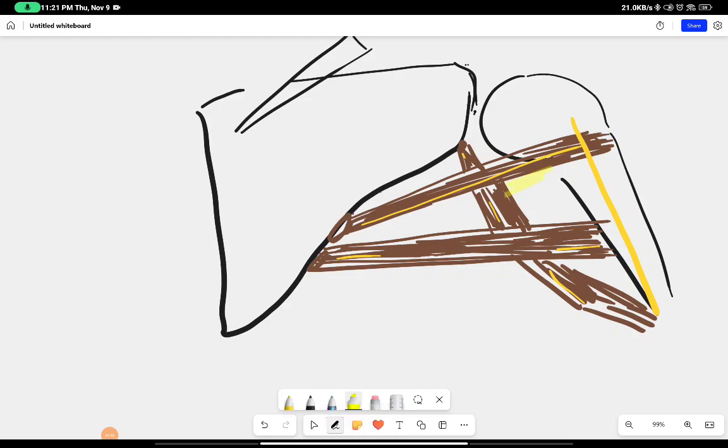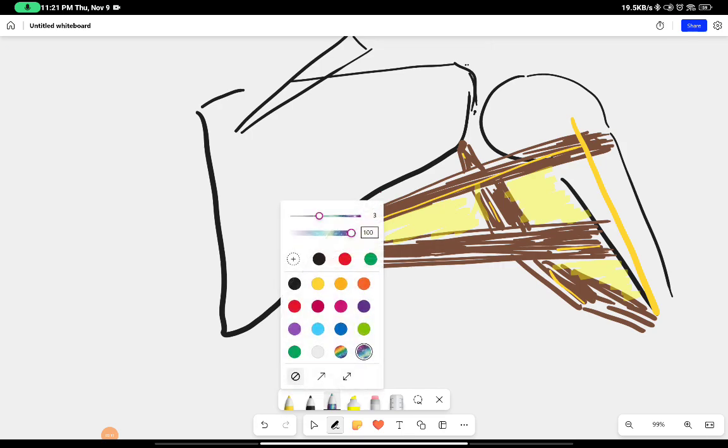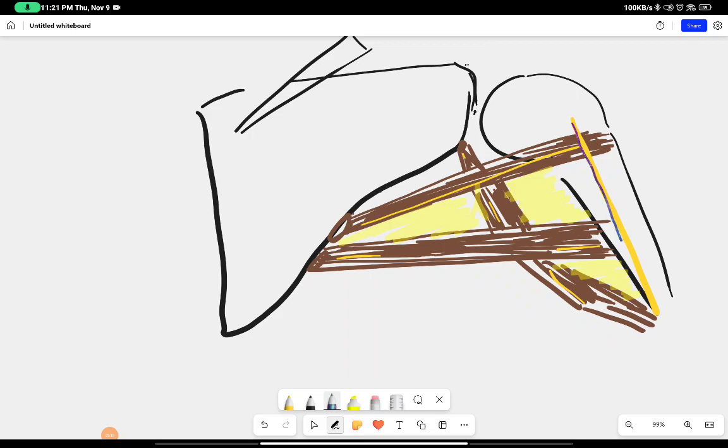We can see an upper quadrangular space here, an upper triangular space here, and also a lower triangular space. If you say the boundaries of the quadrangular space, it is bounded laterally by the shaft of humerus, medially by the long head of triceps, superiorly by the teres minor, inferiorly by the teres major.